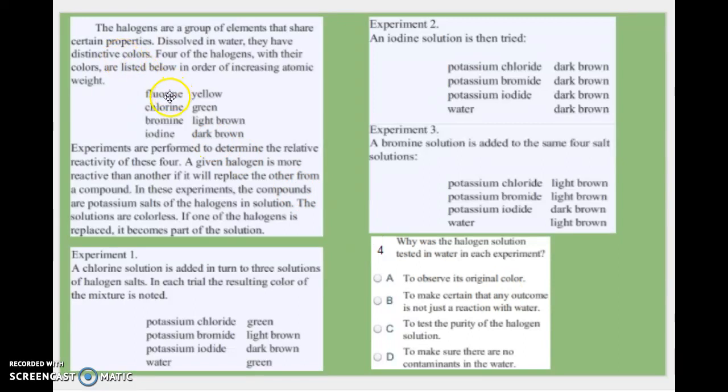Okay, so that means they really are just looking to make sure that it does what it's supposed to do, and that that halogen turns that color when it goes into the water. And so they're observing the original color. It's the control of the entire experiment. So A, to observe the original color.